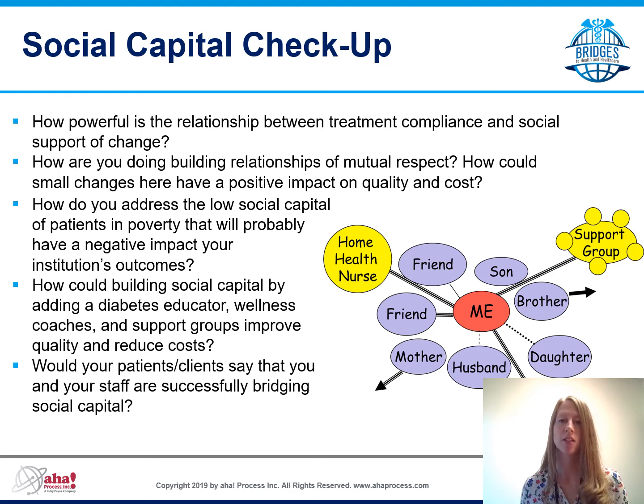How can your practice team serve as bridging capital by being a positive and encouraging force in the patient's healthcare journey? And what other bridging capital supports exist in the community to which your practice can refer patients?